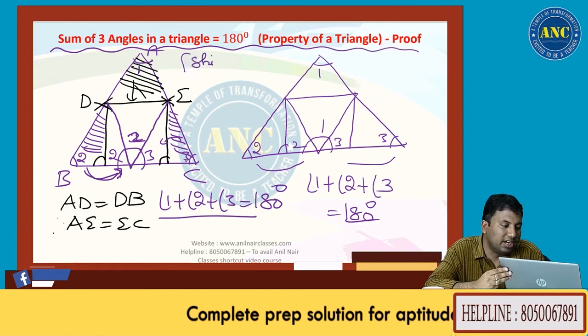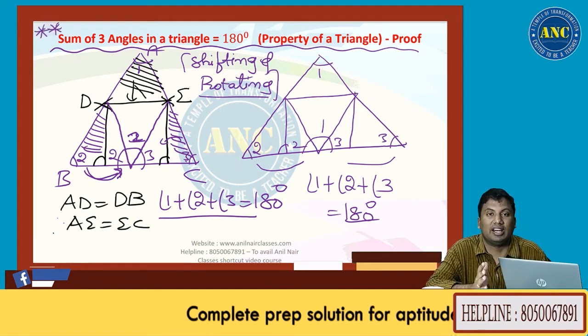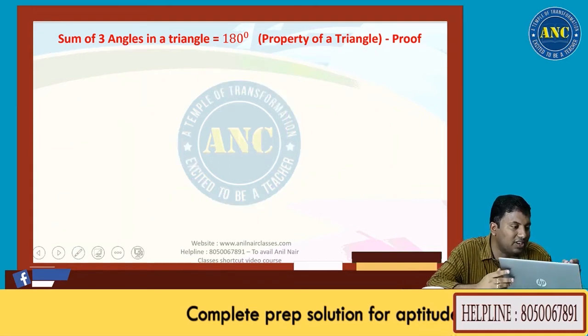I just did shifting and rotating. If I shift the figure or if I rotate the figure, the area of the figure will not change. Sum of 3 angles in a triangle is 180 degrees. I hope the proof is clear. In this one, there is another beautiful corollary from this theorem that we will also discuss. Sum of 3 angles in a triangle is 180. I hope the proof is clear.